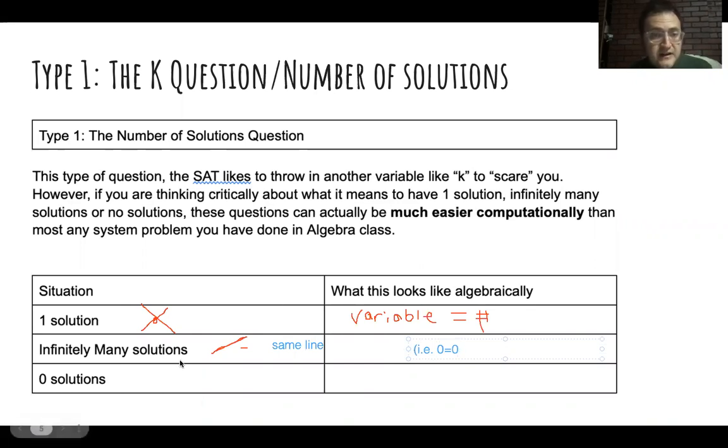And then the 0 solutions would be that parallel line type of situation. And what that would look like algebraically would be 0 equals some other number. So that's what things look like algebraically. If you do that elimination process that we did, and you arrive at situations like these, that will help you connect with one solution, infinitely many solutions, or no solutions.